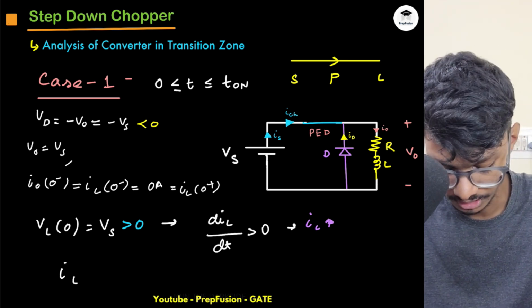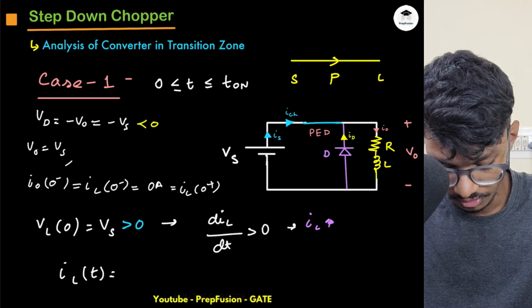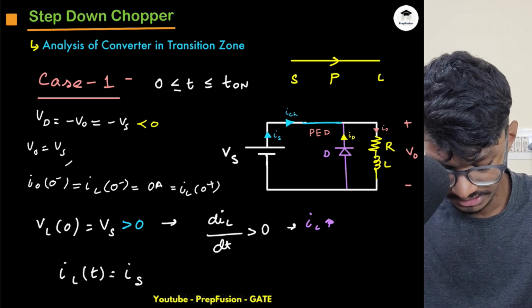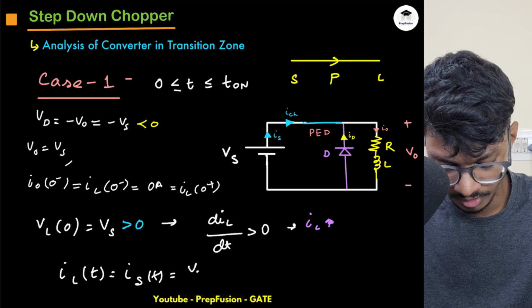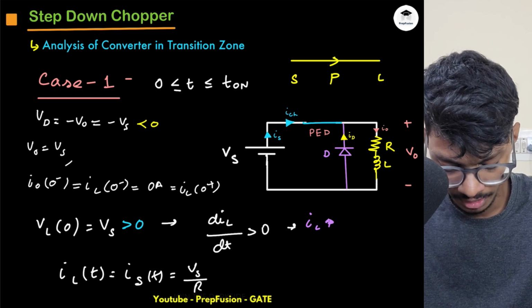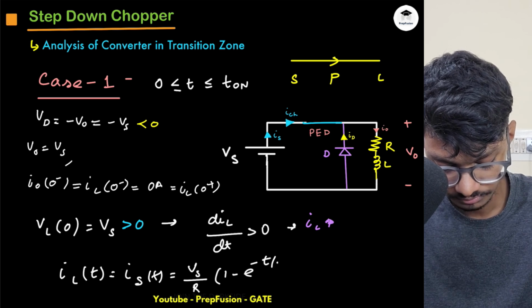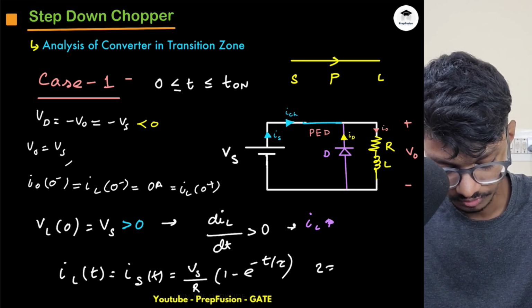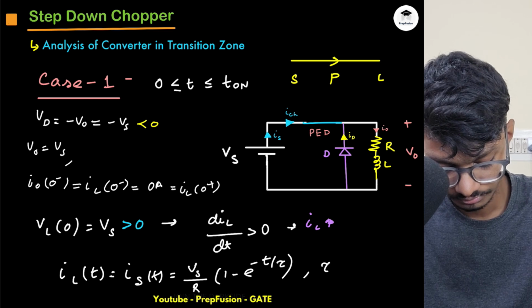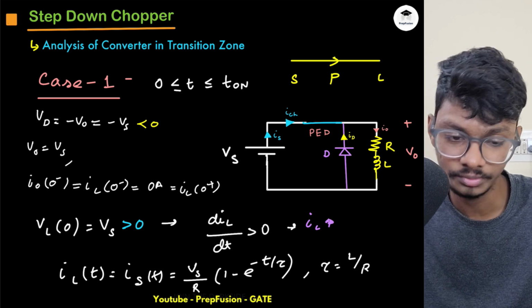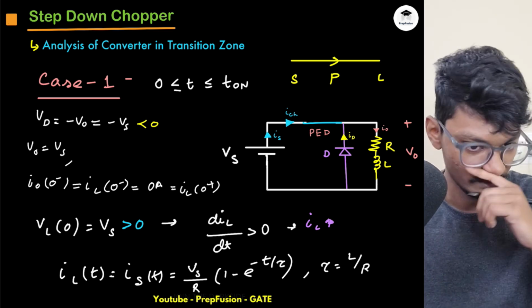It would try to reach Vs by R. So my IL of T, or you can say Is of T, will be equal to Vs by R times (1 minus e raised to the power minus T upon tau). And what is tau? Tau is simply L by R. Okay, this will be the equation from 0 to T on, right?